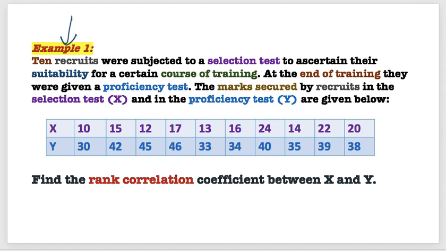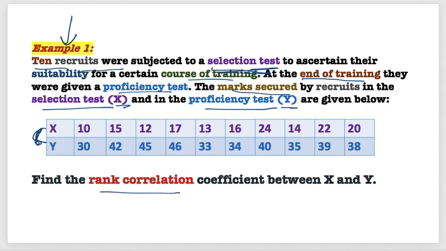Here I have taken an example where 10 recruits were subjected to a selection test for the suitability of a certain course of training, and at the end of the training they were also given a proficiency test. The marks of the two exams turn up: one is the selection test, taken as X, and the second is the proficiency test, taken as Y. These two sets of marks for the 10 recruits are given, and we are supposed to find the rank correlation coefficient between X and Y.